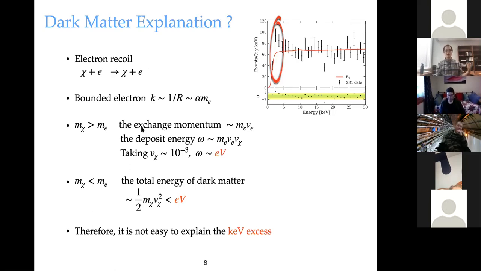So let's do the lighter mass. The lighter mass dark matter becomes the ping pong ball. Then the total energy the dark matter deposits is just the kinetic energy of the dark matter. Because the mass is smaller than the electron mass, it's smaller than eV. We conclude that this is not easy to explain the keV excess.